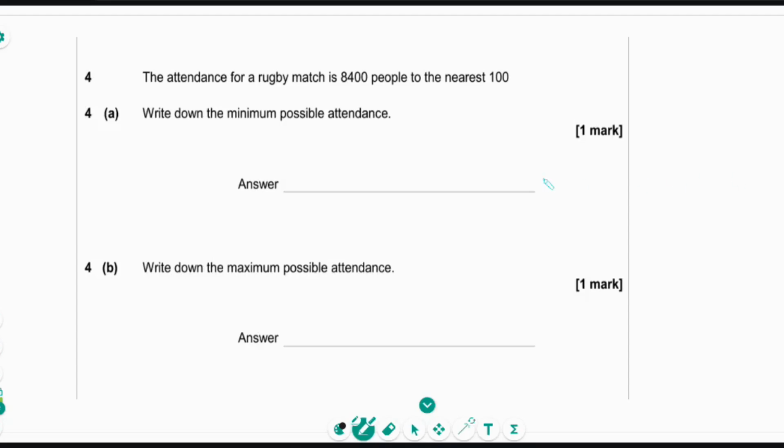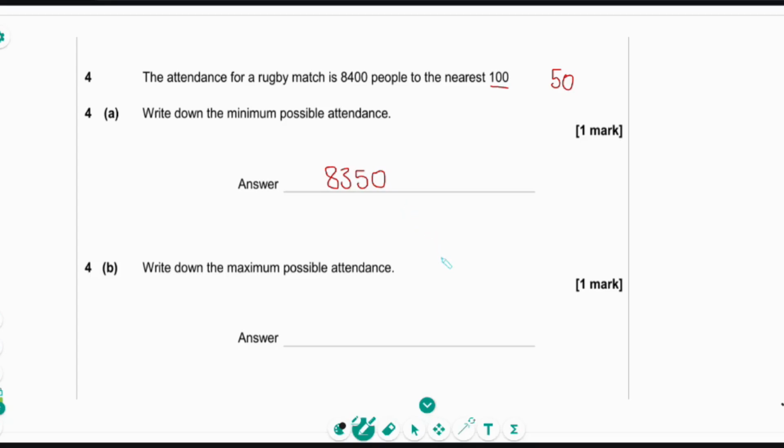Question 4. The attendance for a rugby match is 8,400 people to the nearest 100. Write down the minimum possible attendance. Well, this is an upper bounds and lower bounds question. It's been rounded to the nearest 100. Half of 100 is 50. Take 50 away from 8,400. 8,350 is your lower bound, which makes sense because that is the smallest number that would round up to 8,400.